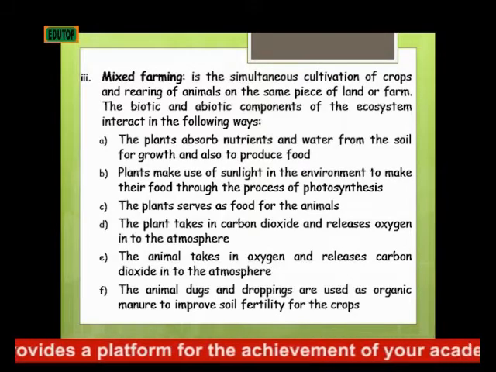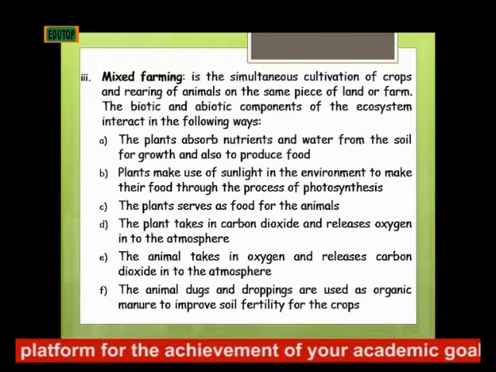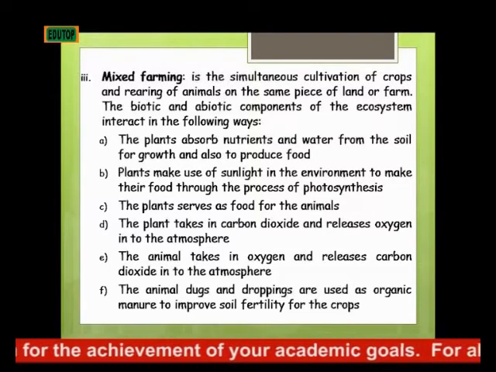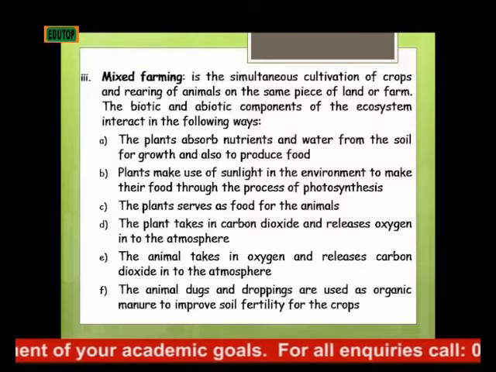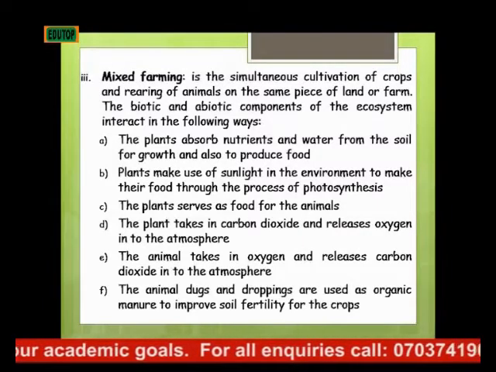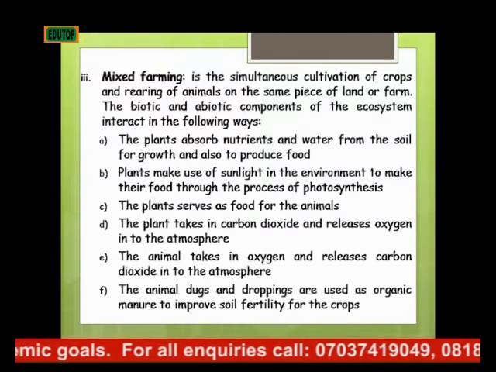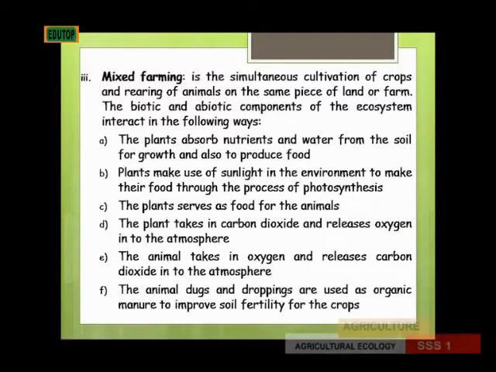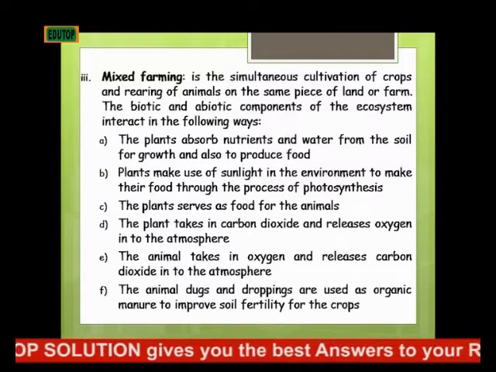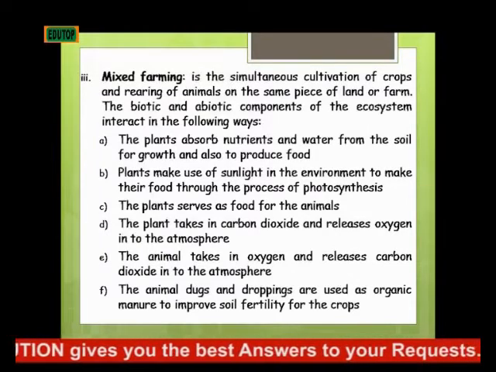The plants serve as food for the animals. And then the plant takes in carbon dioxide and releases oxygen into the atmosphere, while the animal takes in oxygen, that is oxygen in the air in the atmosphere, which the plant also releases, and then releases carbon dioxide into the atmosphere for use by the plant.